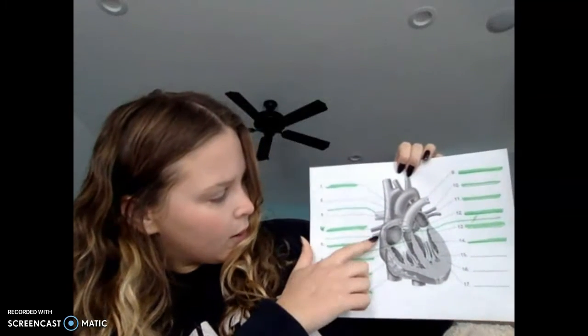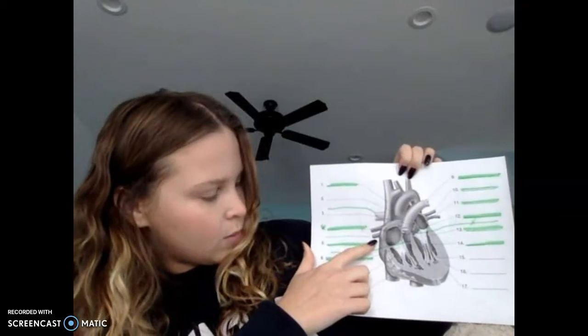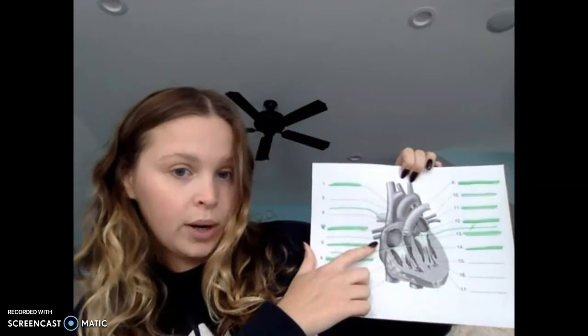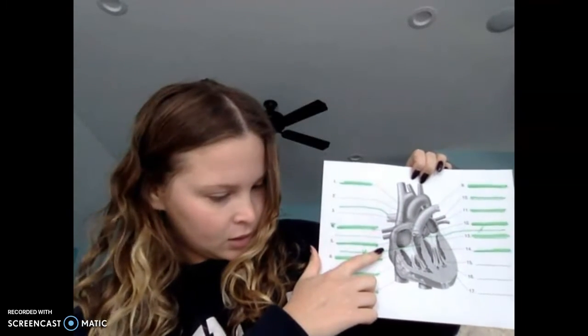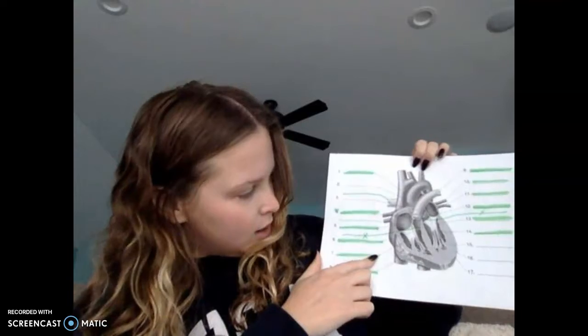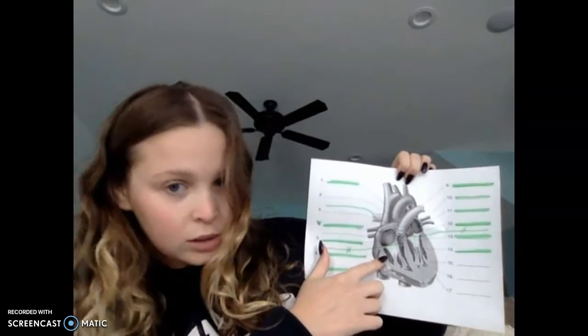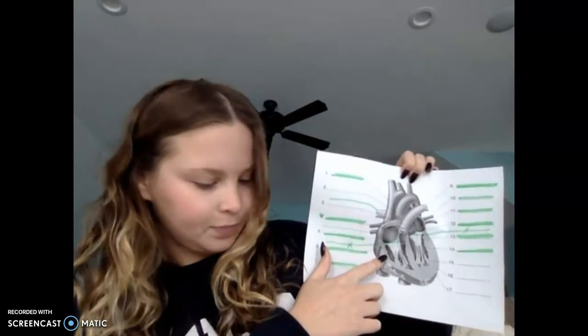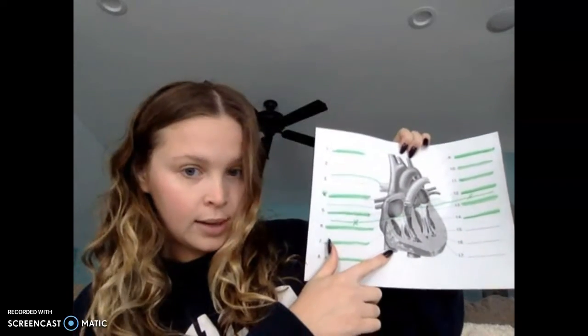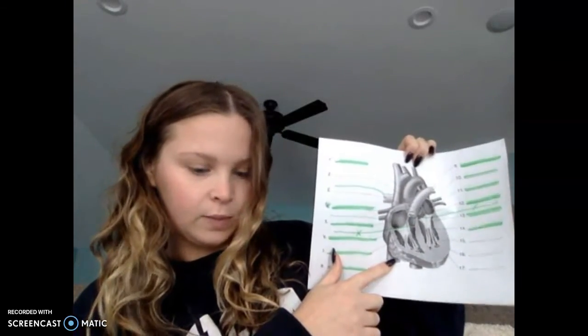I'm going to go right back up here. We forgot the right pulmonary veins. Okay, we're going to go down here to the right ventricle. And we're going to go down to this guy, which is the inferior vena cava.